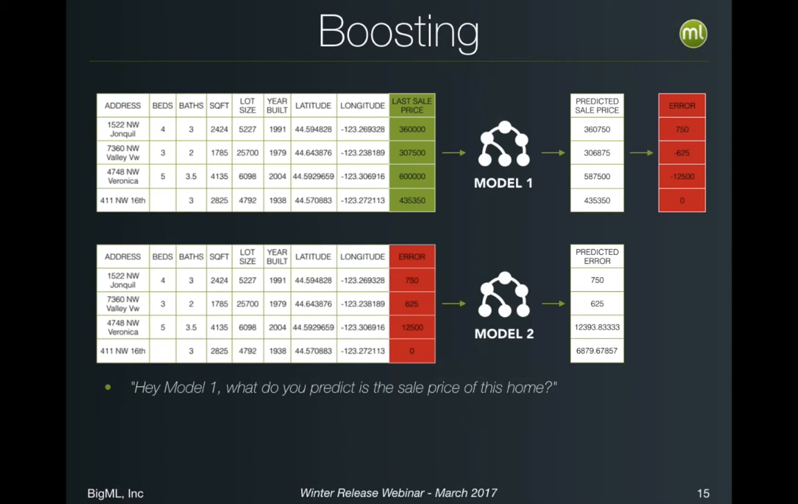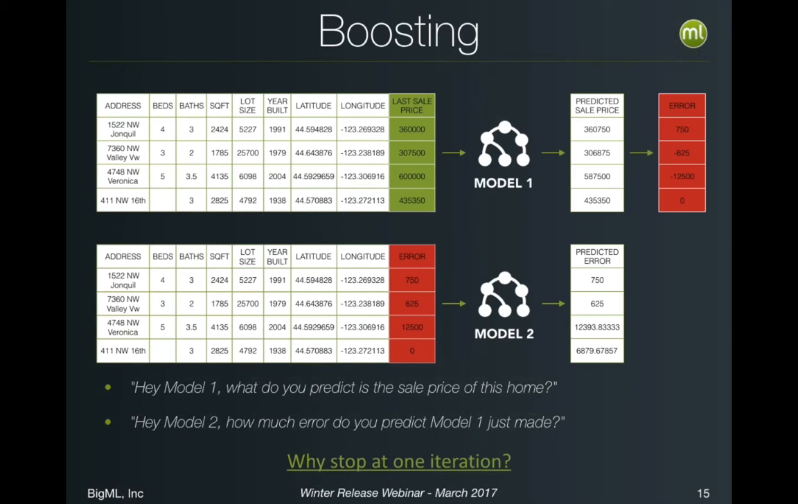And now if it helps conceptually, this is kind of like playing this game. Hey, model 1, what do you predict is the sale price of this home? And then you say, you know what, model 2, how much error do you think that model 1 just made? All right, and then you're going to take both of those opinions and put them together into a final answer. But why stop at one iteration, right? We could keep going. We could make a new model that predicts the error of model 2, etc.